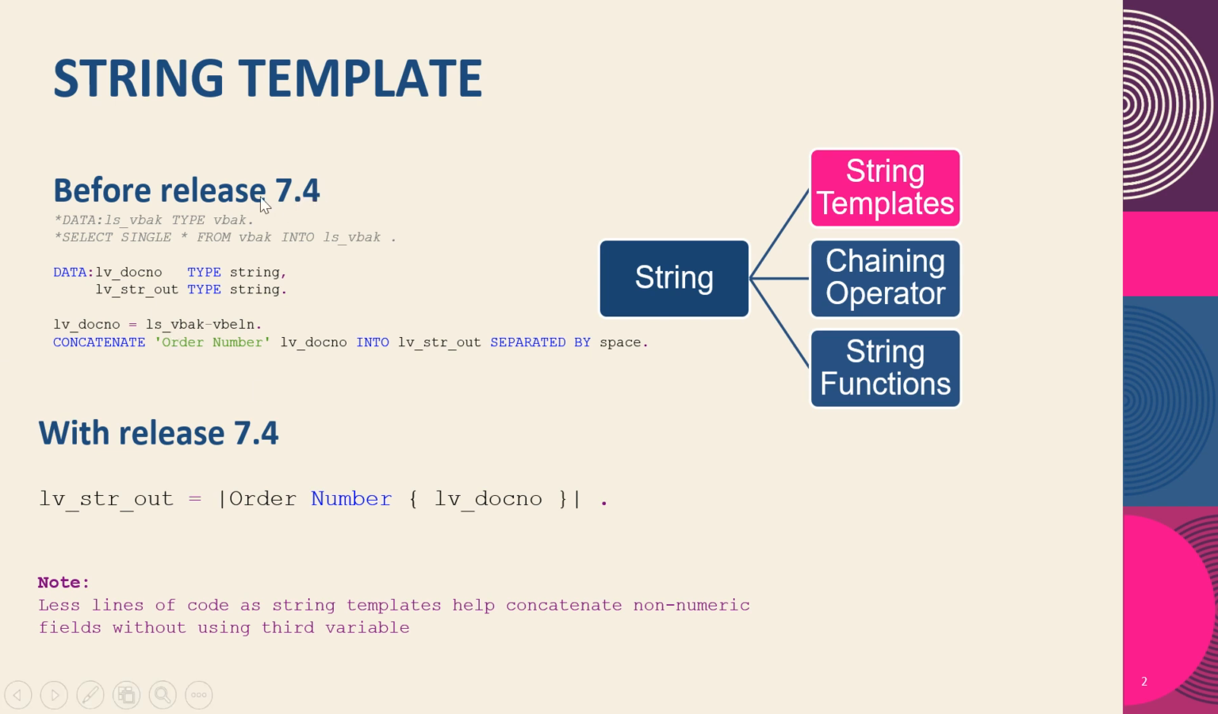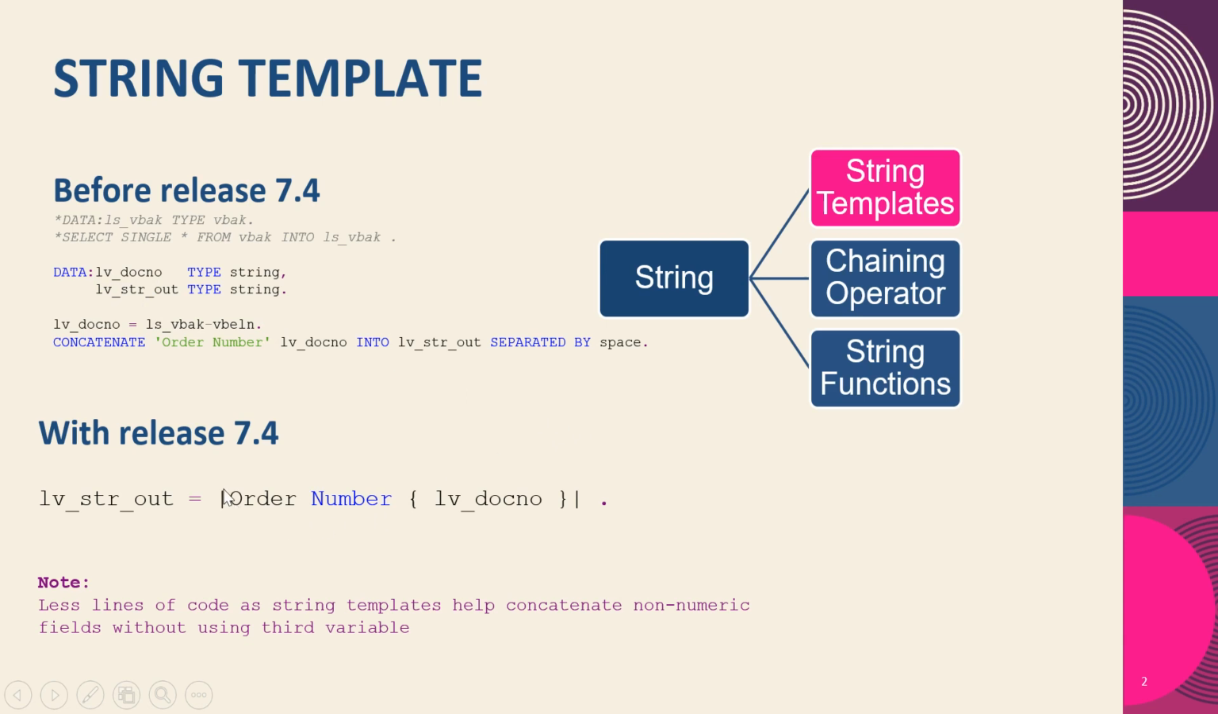Earlier to 7.4, to concatenate a numeric field and a string, we needed to first convert the numeric field to a string data type or character data type. So you needed to declare one character data type and save those numeric values to the character before doing the concatenation. With string templates, we no need to do that.